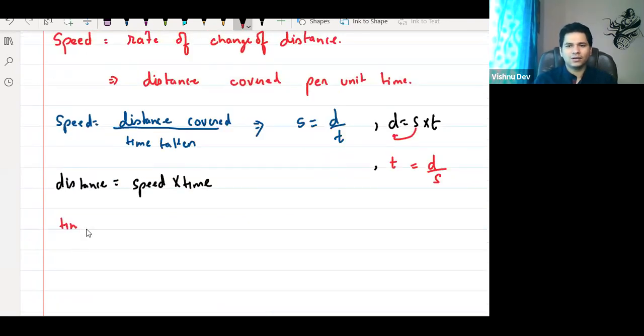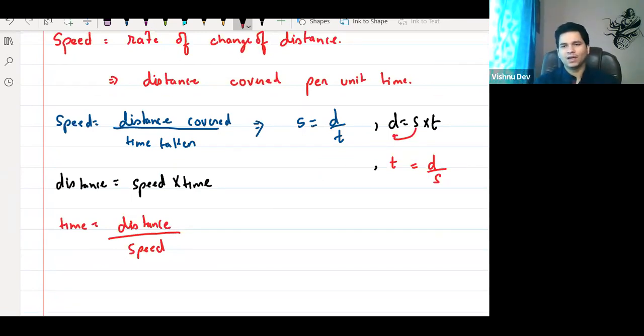Sir, time is equal to distance covered by speed of the object. आया ना, right? So उल्टा पुल्टा करके हम लोगों ने ये तीन फॉर्मूले बना लिए, बट एक्चुअली फॉर्मूला एक ही है ना? यस, करेक्ट. Now let us try to find the unit of speed.